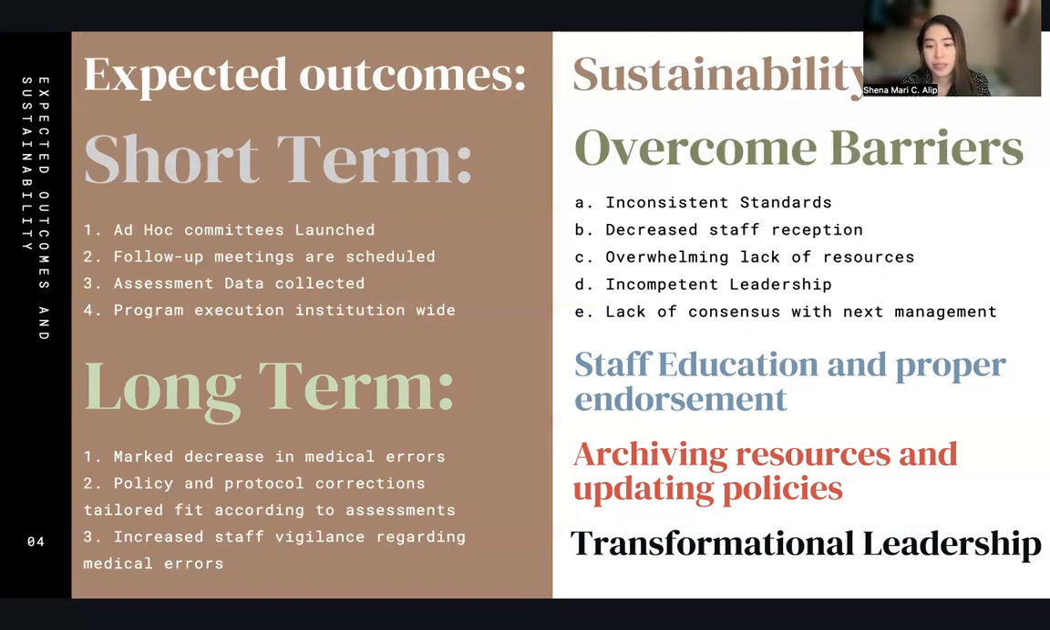The next is staff education and proper endorsement. The third one is that we can achieve resources and update the policy to ensure the performance may be changed. And of course, the last one is transformational leadership, because no amount of planning or good program design can even work without the support of leadership.